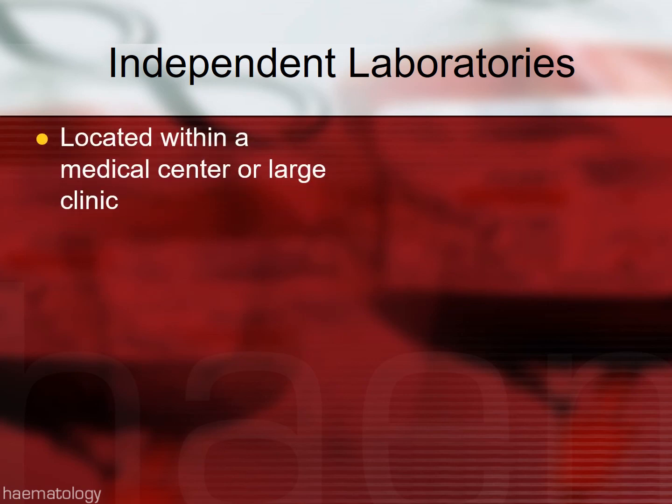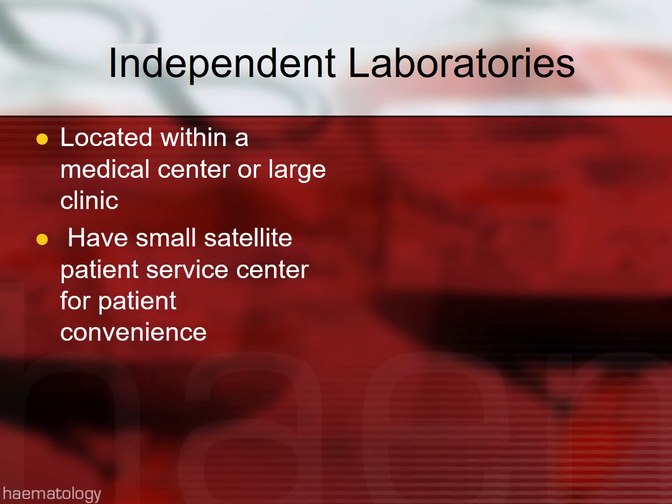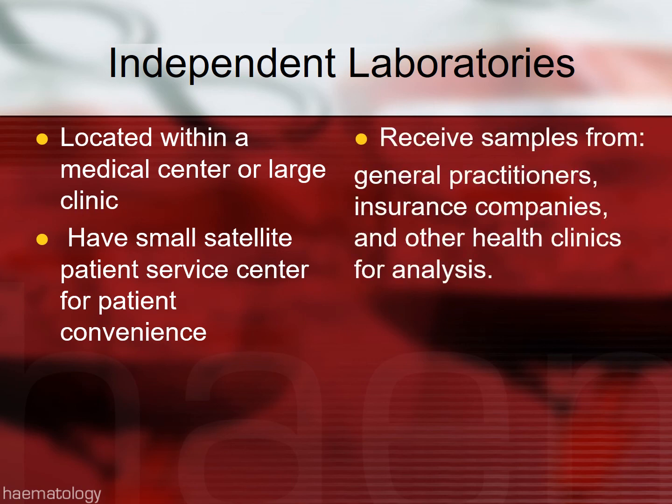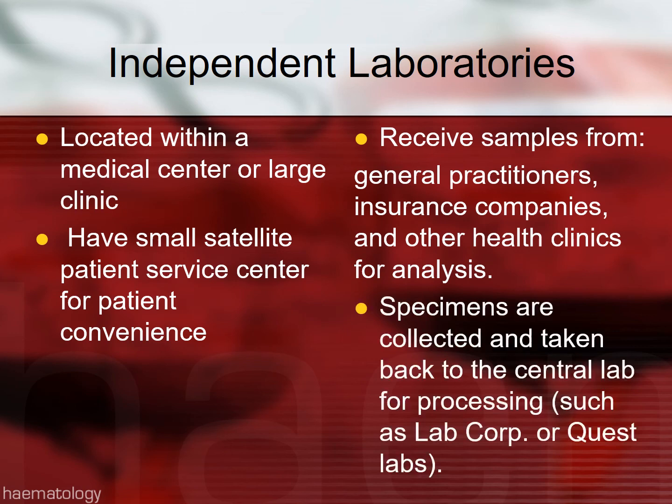Now, start with independent laboratories. These are located within a medical center or a large clinic. And of course, they also have small satellite patient service centers for patients' convenience. And with that, they receive samples from general practitioners, insurance companies, and of course, other health clinics for analysis. Basically, specimens are collected and then taken back, usually by courier, to the central lab for processing, such as LabCorp, Request, and so on. So again, these are independent, different locations, satellite, and they work the same way together.